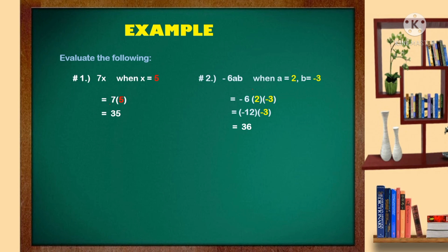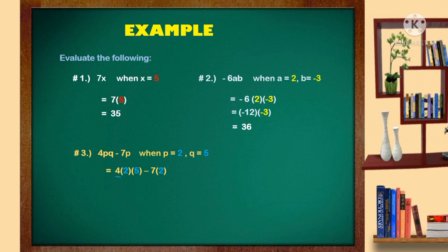So let's have another example. Here we have an expression with 2 terms: one term, and the second term. Our expression is 4pq minus 7p when p is equal to 2 and q is equal to 5. So copy the given 4, then substitute the values of our variables p and q. Our p is 2 and our q is 5, then minus the second term, minus 7 times the value of our p.